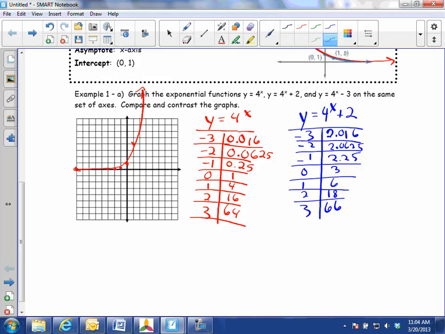Could you just do it on the graph now? Yeah, I'm just showing that if you didn't realize, all you had to do was move it up by 2.